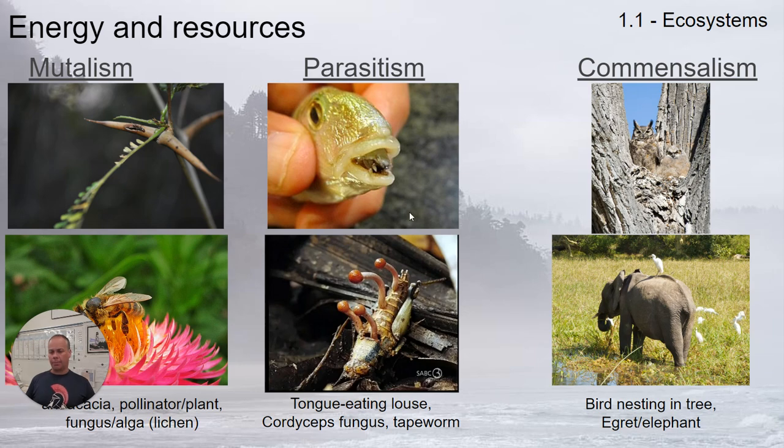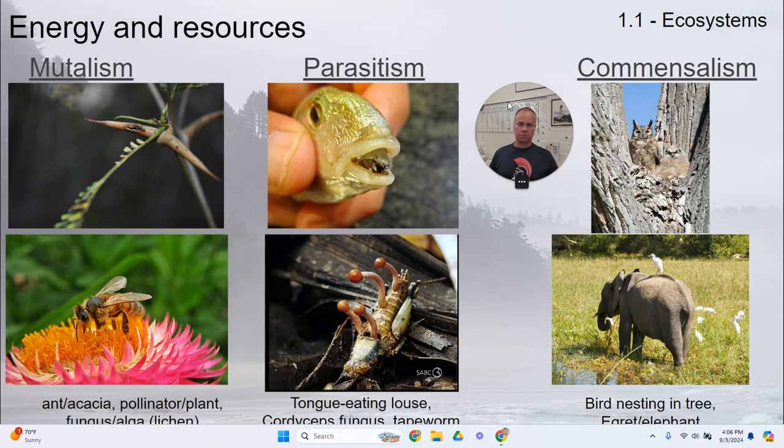And here are some examples of those relationships. Mutualism, when both organisms are benefiting. Pollinators, such as this bee in the flower of the plant it's pollinating. Pollinators, like bees, obtain food from the plant that they're feeding from, often in the form of nectar.